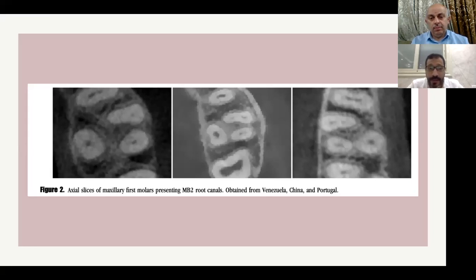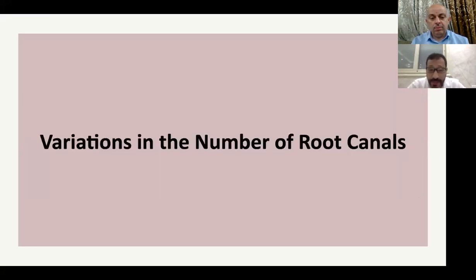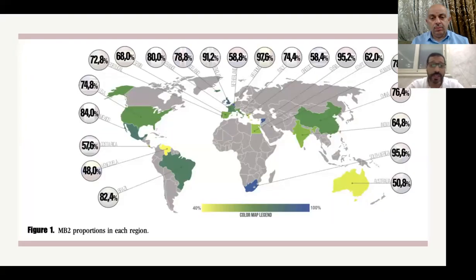I had the honor, with my colleagues George Martin and his team, to work on the worldwide prevalence of MB2 in the maxillary first molar. And we found a very interesting finding, which is that we have demographic variations, age variations, and also sex variations. We found there are multiple variations in prevalence of MB2, for example 97%, 95%, and actually we can also see 50%. So there is a great variation according to the demography and the race of the individuals.